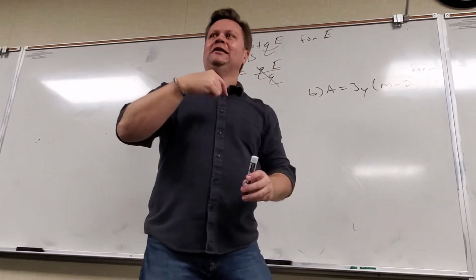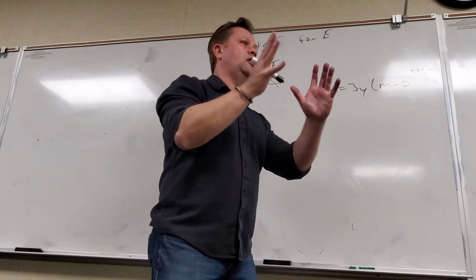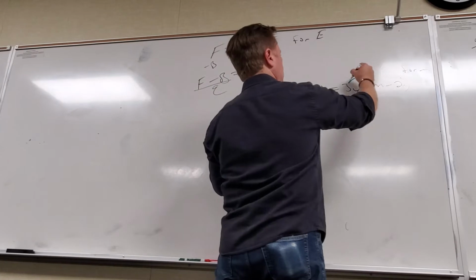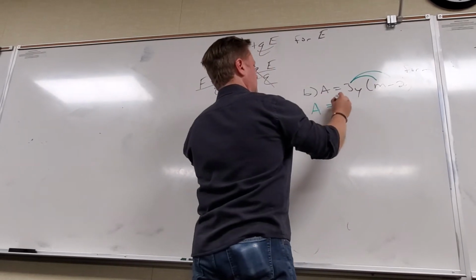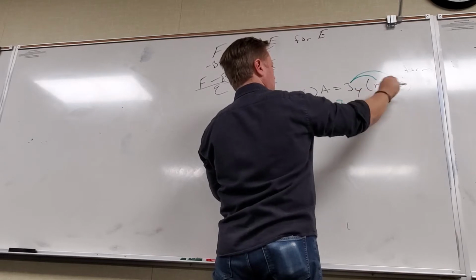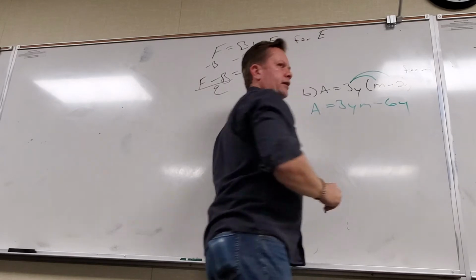I wouldn't do that, but we're used to doing that, so why not? And I'm not saying it's wrong. I've got both ways on the key. So if you distribute this, what do you get? Negative 6y. Negative 6y. I like it.